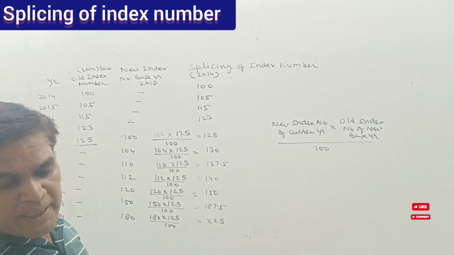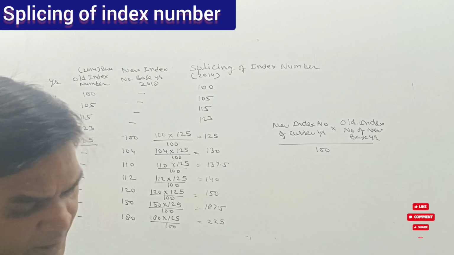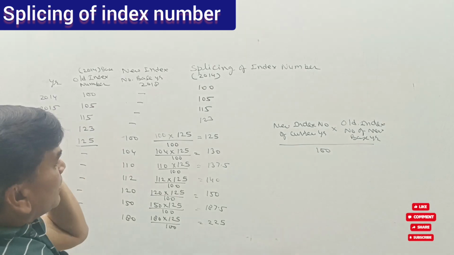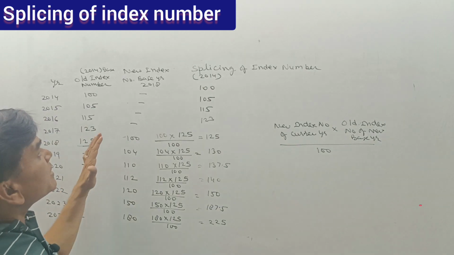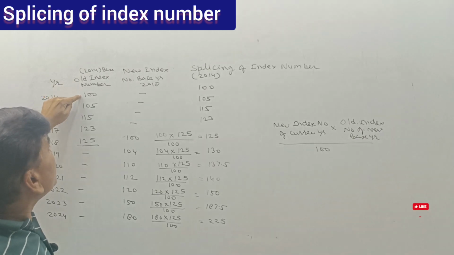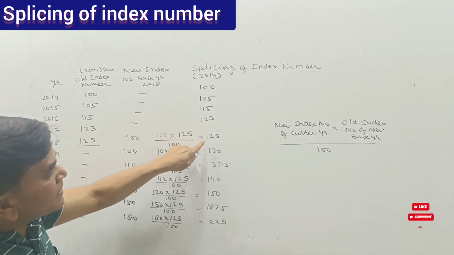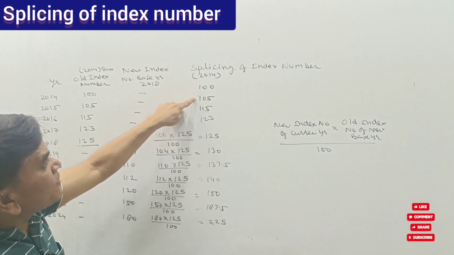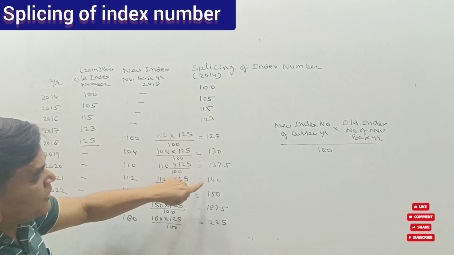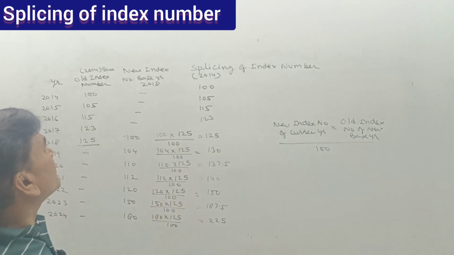Now 150 multiply 125, 187.5. Okay. Now this is called forward shifting. It means we have forwarded this series. Now our index number is this: 100, 105, 115, 123, 125, 130, 137.5, 140, 150, 187.5 and 225.